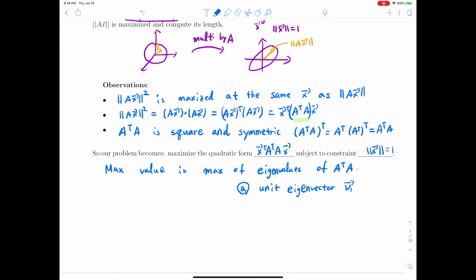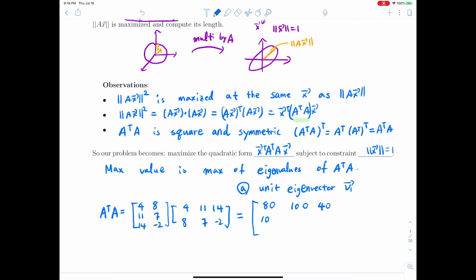If you calculate A transpose times A, A was given by 4, 11, 14, 8, 7, and negative 2. So the transpose matrix of this one should be 4, 8, 11, 7, 14, and negative 2. And if you calculate this, you will get 80, 100, 40, 100, 170, 140, and 40, 140, and 200.